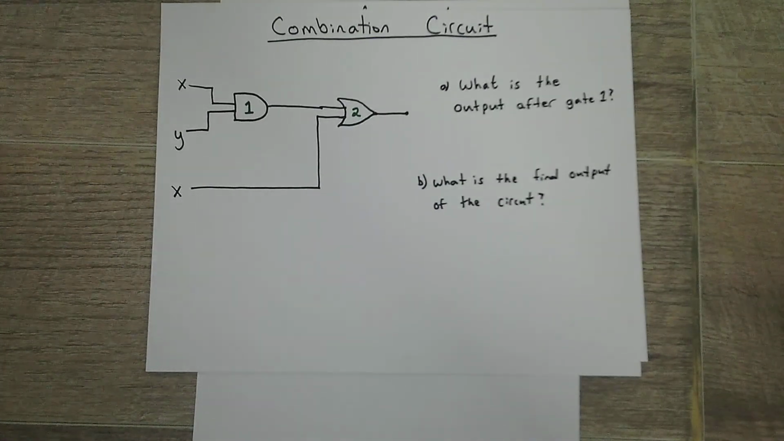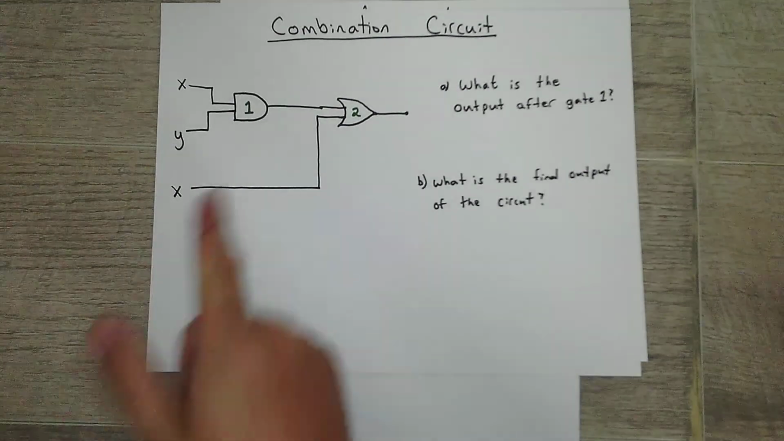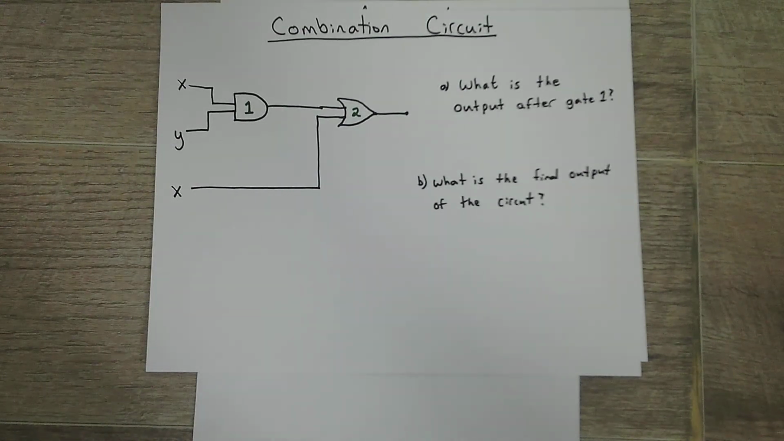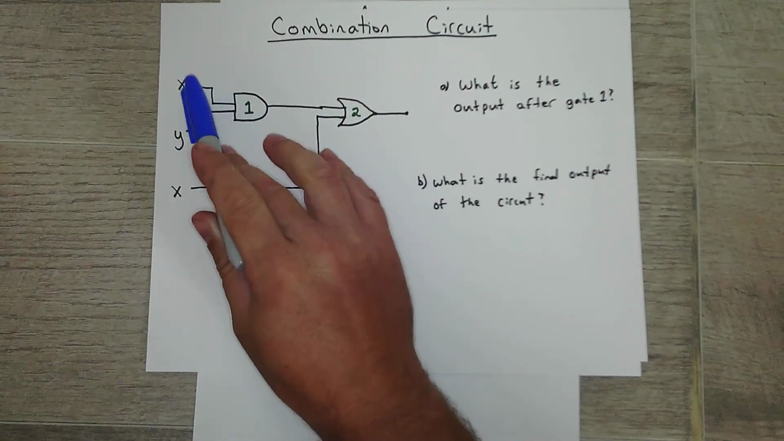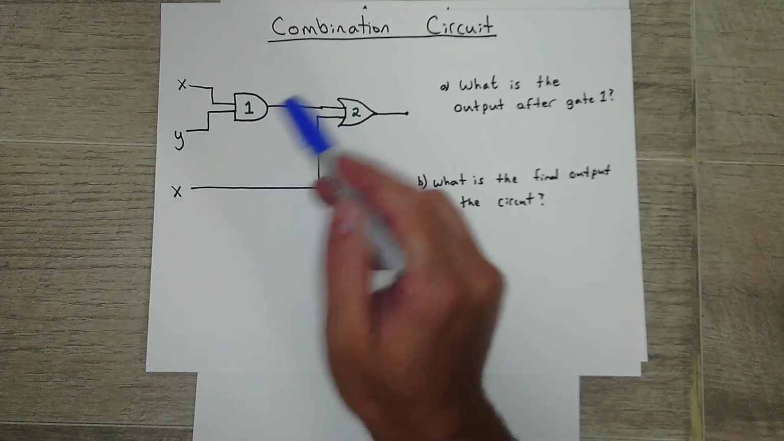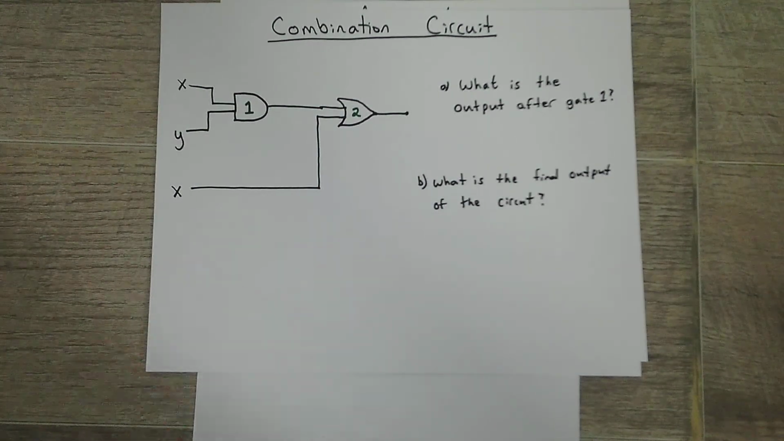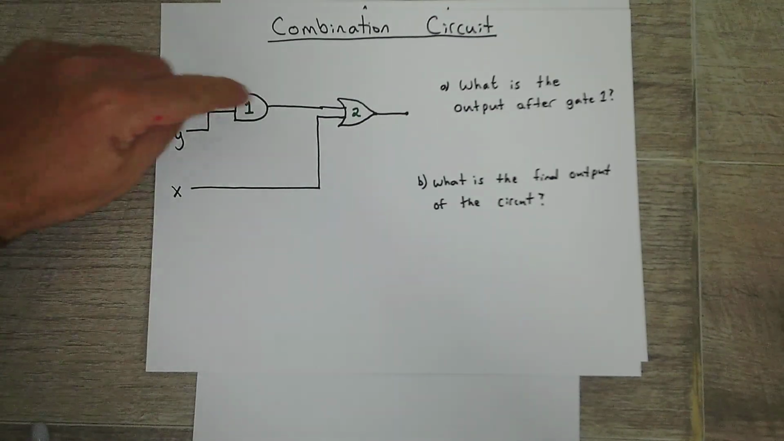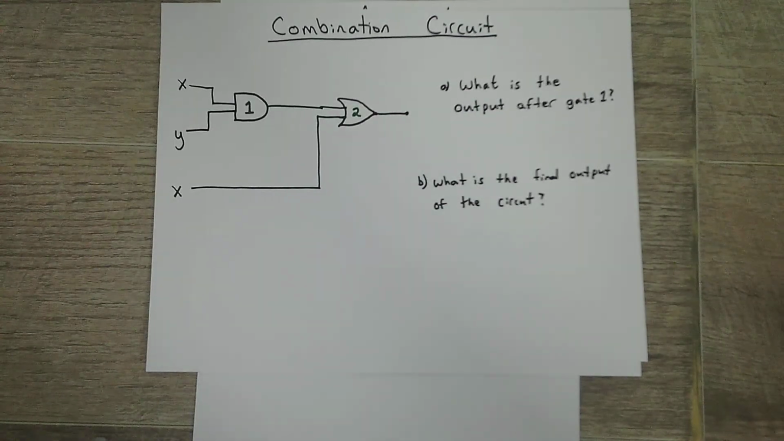Okay, so A, what is the output after gate 1? Since we're not given values, like if we knew X was 1 and Y was 0, then we could say this output is on or off. We're not looking at those just yet. That will be later on. Right now we're just looking at expressions. So when I ask what is the output after gate 1, I'm just asking what is the Boolean expression.